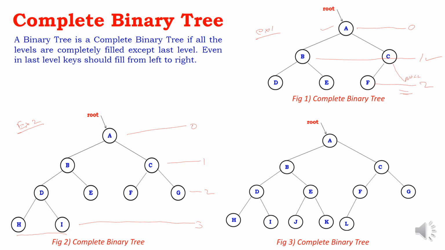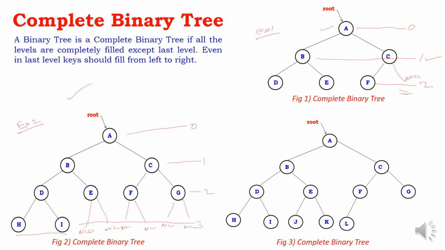And there is a possibility of having a node left of E, right of E, left of F, right of F, left of G, right of G. So in the last level, the nodes are filled from left to right. After the last node, there are no nodes. So before the last node, there are no gaps. So this you can also consider as a complete binary tree.